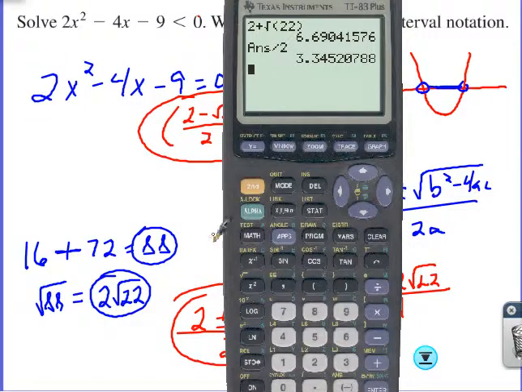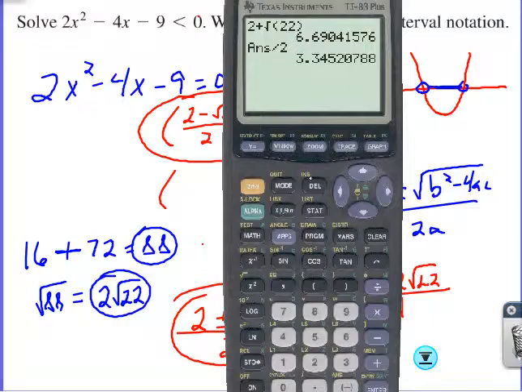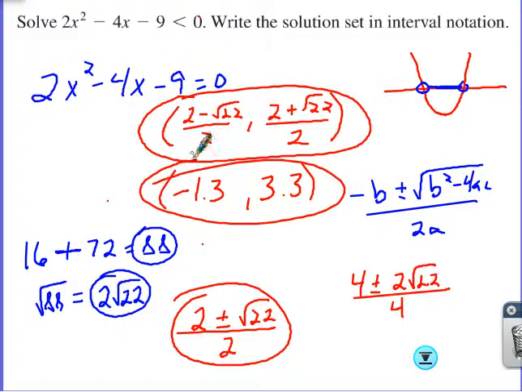So it's going to be about 3.3. That was the plus. And the minus would be 2 minus root 22. Enter, divided by 2, enter, about negative 1.3. So what values, when you plug it into this, would be less than 0? You should be able to plug in all the values from negative 1.3 up to 3.3, and it'll give you something less than 0.